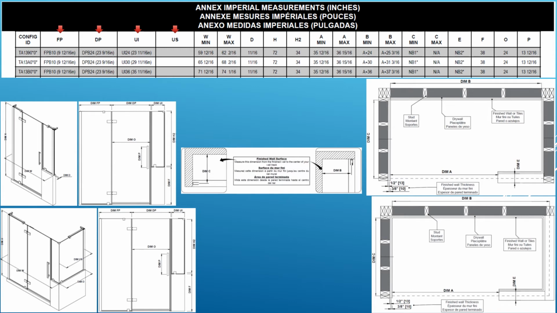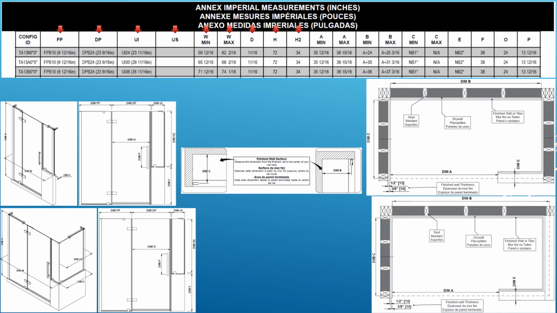W, shower width, is the distance from the leftmost edge of the shower to the rightmost edge. As most of the showers do offer some adjustability, there will be a minimum and a maximum to this value. D is the shower enclosure depth. The measurement is equal to the depth of the shower from the front edge of the shower to the back edge. H is the shower height. The measurement is from the floor up to the top of the shower.